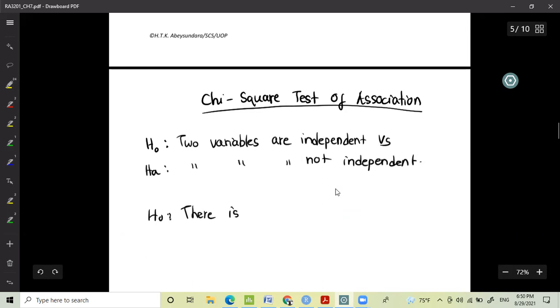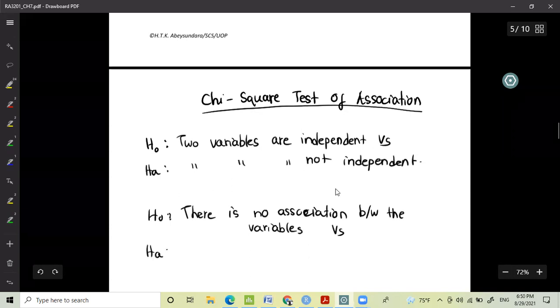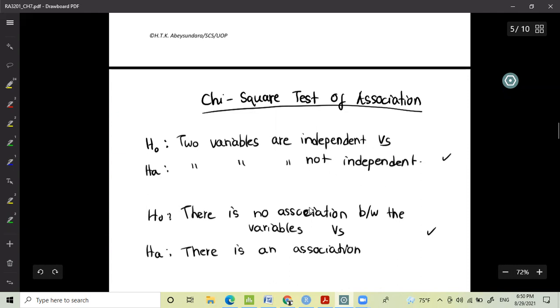H0: there is no association between the variables, versus HA: there is an association. You can either use the first one or the second one, it doesn't matter. But make sure you write it in the correct way. No association is H0, not independent is HA. So you have to be very careful. I recommend you stick with only one thing, so you don't end up with wrong interpretations. Either you can use two variables are independent versus not independent, which is the same thing as saying no association versus there is an association.